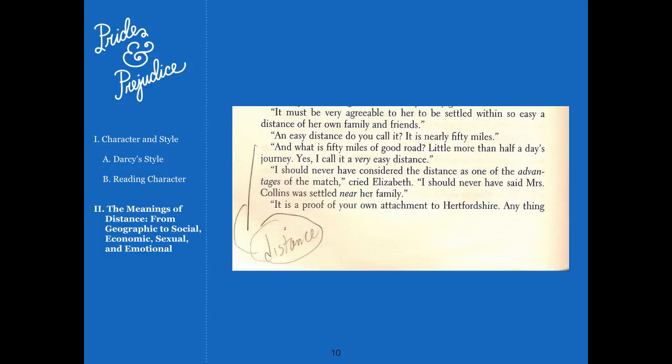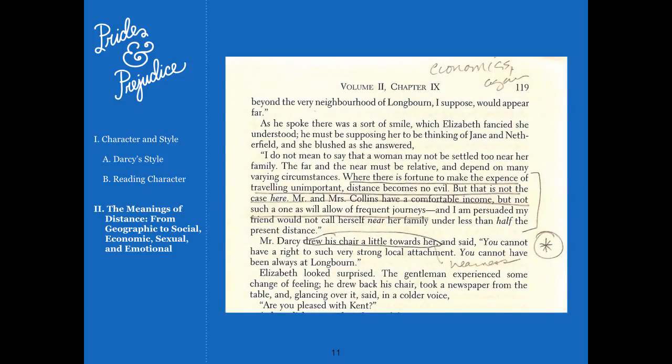Darcy misunderstands the source of their disagreement, though. Her sense that 50 miles is a long way is proof, he suggests, of her own attachment to Hertfordshire. "Anything beyond the very neighborhood of Longbourn, I suppose, would appear far." He thinks it's a question of emotional attachment to the place where she grew up. Elizabeth corrects him, translating the question back into economic terms. "Where there is fortune to make the expense of traveling unimportant, distance becomes no evil," she says.